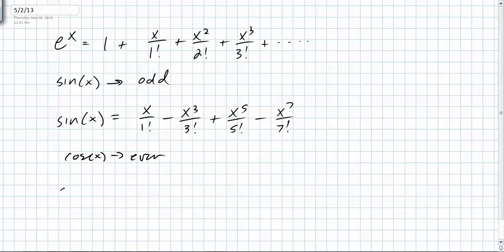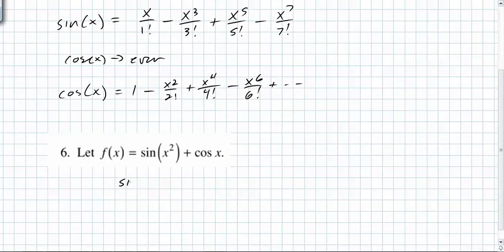So I'm just writing it out. Cosine x is going to be 1 minus x squared over 2 factorial plus x to the 4th over 4 factorial minus x to the 6th over 6 factorial. And you can remember that also because the derivative of sine is cosine. That's just another way to remember it.